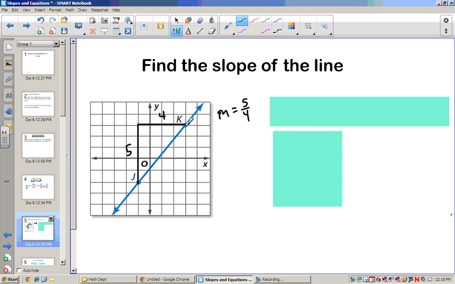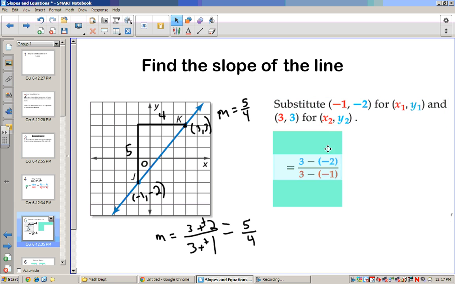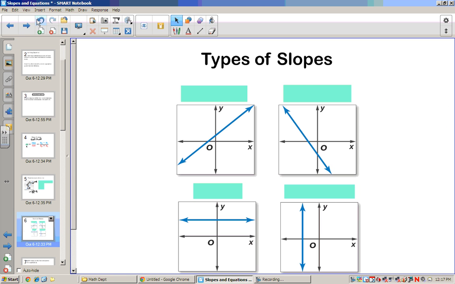Now if I want to find the equation using points, I take a look at that point, which is 3, 3, and this point, which is -1, -2. And we do the same thing, where I take y2, which is 3, minus y1, which is -2, all over x2, which is 3, minus x1, which is -1. Now minus the negative turns to a positive, so this becomes 5 over 4, which is the same answer that we have up above. And that was just a slow way of getting through there, or probably written nicer so you can understand it.